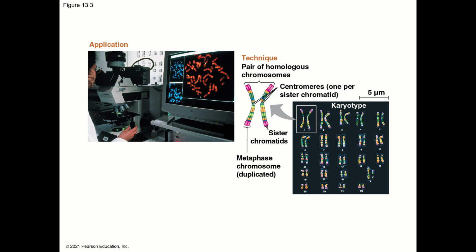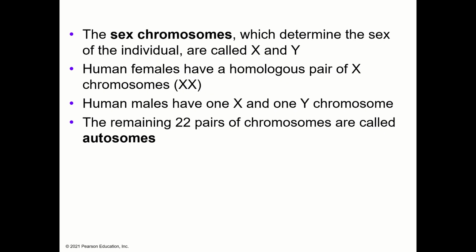For humans, chromosomes 1 through 23, or in this case, what's being shown is the non-sexual chromosomes 1 through 22. The sex chromosomes, which determine the sex of the individual, are called X and Y. Human females have a homologous pair of X chromosomes. Human males have a single X chromosome and a single Y chromosome. The remaining 22 pairs of chromosomes are called autosomes, which are non-sex-defining chromosomes.